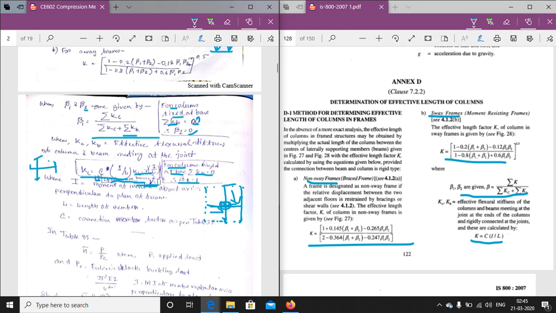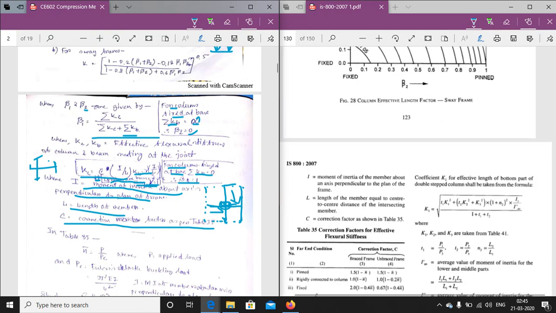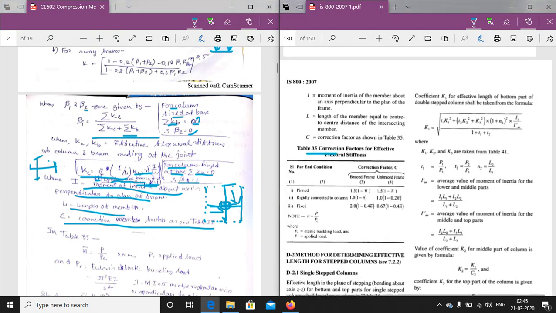So I is the moment of inertia about an axis perpendicular to the plane of the frame. Very important portion; when we do the math, we will discuss it. Now, L is the length of the member and C is the correction factor as per Table 35.